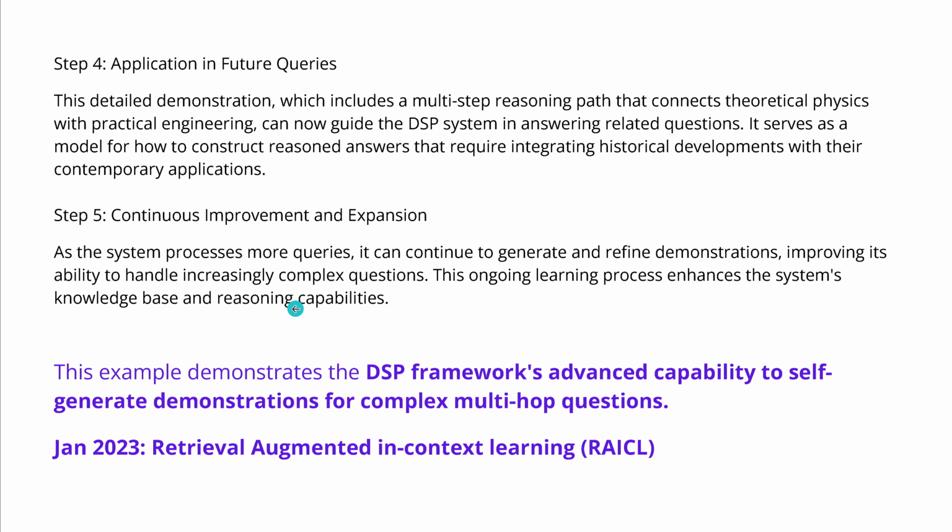So this example demonstrates the DSP, the old, not the 2023 framework's advanced capabilities to self-generate demonstration synthetic training data for complex multi-hop questions to improve our in-context learning. So no fine-tuning of our LLM, but an optimization based on the external data available. And in January 23, they called this retrieval augmented in-context learning. So not retrieval augmented generation, RAG, but retrieval augmented in-context learning, or RAICL.